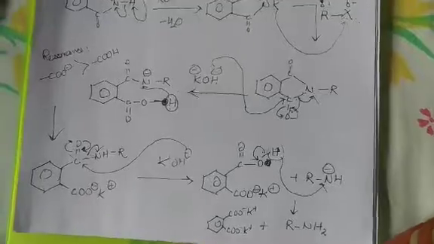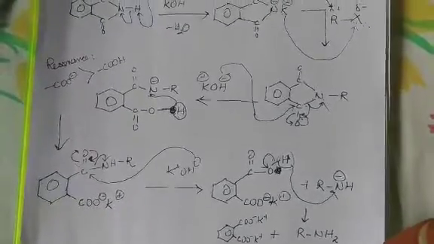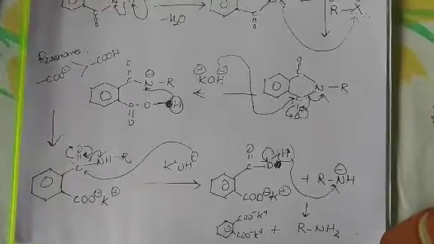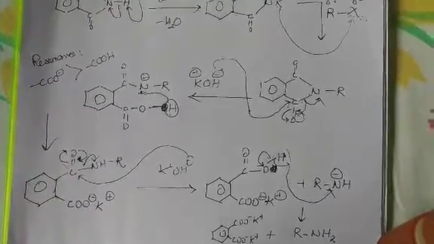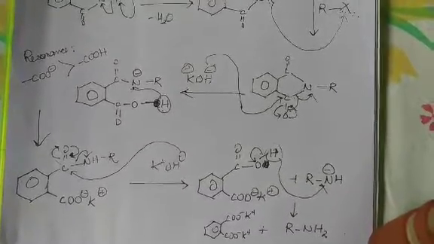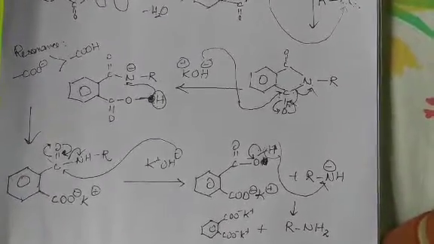Therefore, this is the mechanism for the Gabriel phthalimide synthesis of amines. Please note that in the Gabriel phthalimide synthesis, only primary amines are produced. Aryl amines cannot be produced because aryl halides do not undergo nucleophilic substitution reactions.